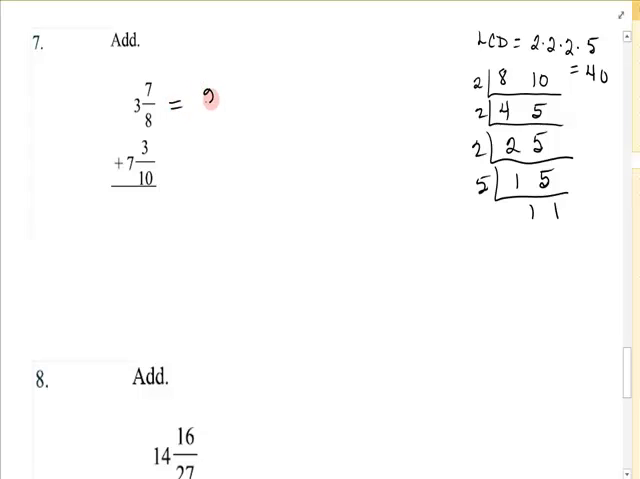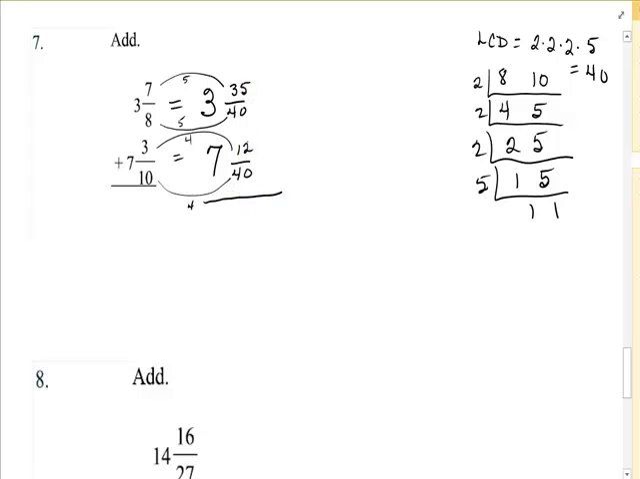So I have 3 and some 40ths. I have 7 and some 40ths. 8 goes into 40 5 times, and 5 times 7 is 35. 10 goes into 40 4 times, and 4 times 3 is 12.